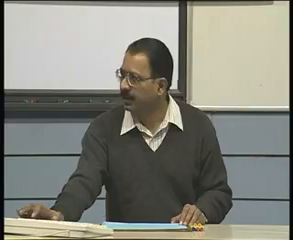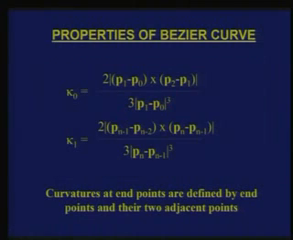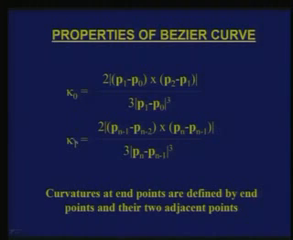So if I look at expressions for curvature, these are the kappa shown here, kappa 0 and kappa 1, the curvature of the curve at the endpoints. What do you mean by curvature? Curvature is nothing but 1 by the radius of curvature. So the local radius of curvature, when I take a reciprocal, I get a curvature. The curvature at 0 and 1, that is when u is equal to 0 and when u is equal to 1, at the endpoints.